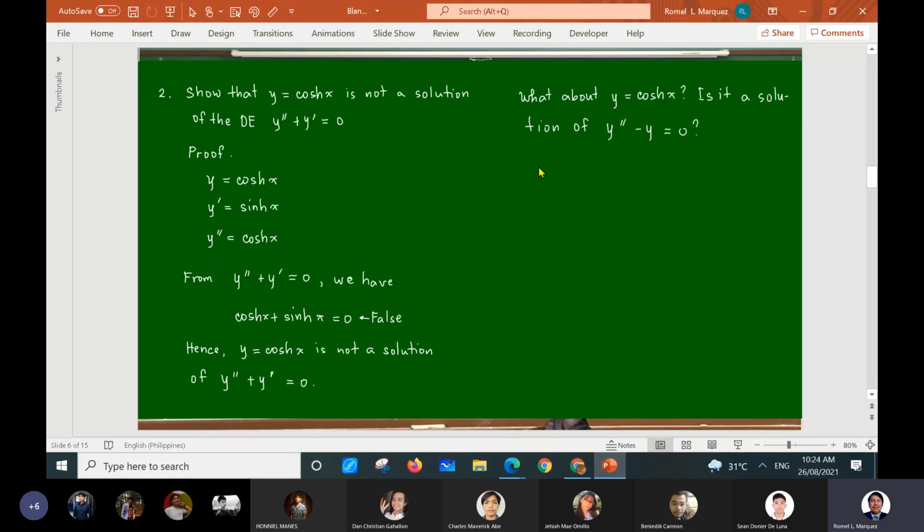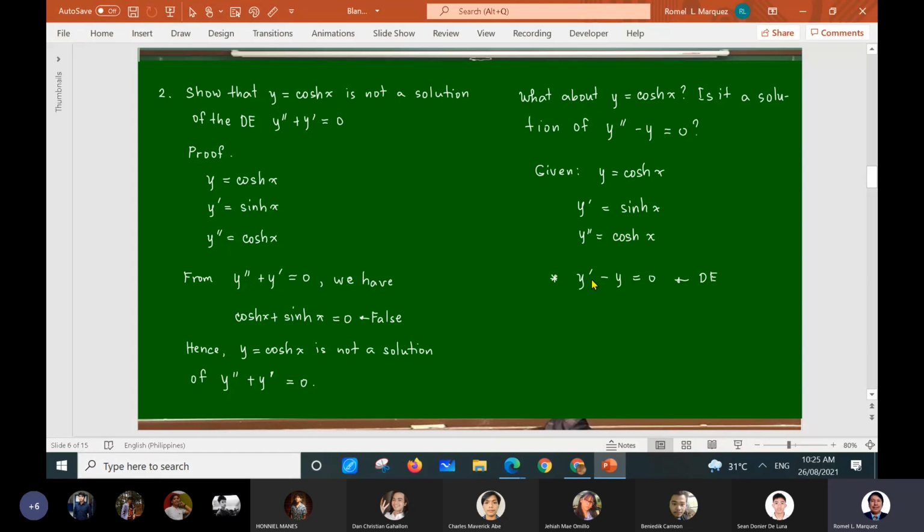So let's check, okay? So given y equals hyperbolic cosine x, actually we obtained already the derivatives, no? What is y prime? Hyperbolic sine. What about y double prime? Hyperbolic cosine. Sorry, guys. Okay? So, from this equation, y double prime minus y equal to 0, this is the DE, no?